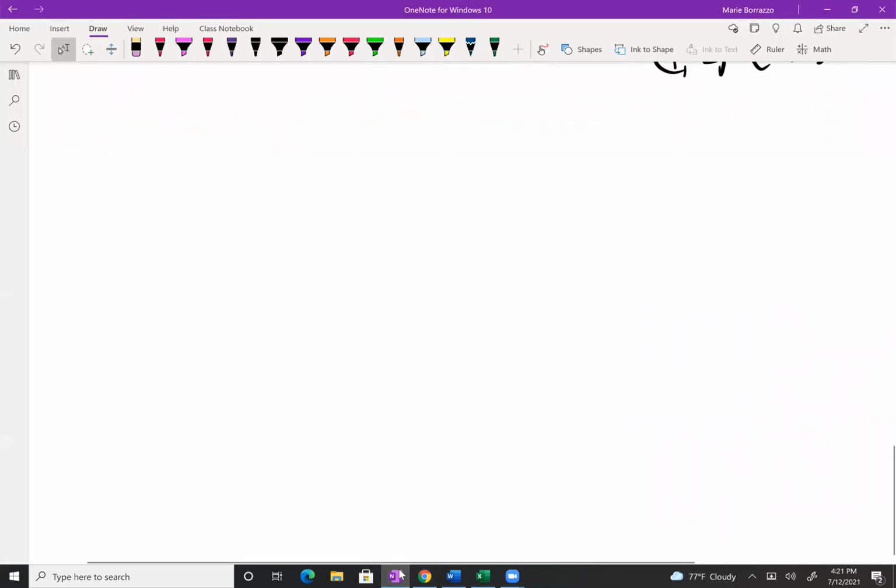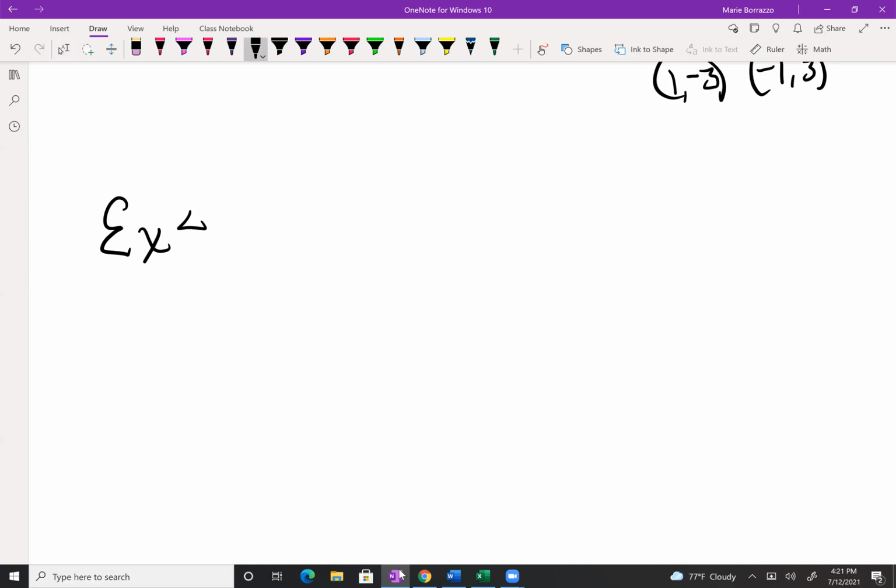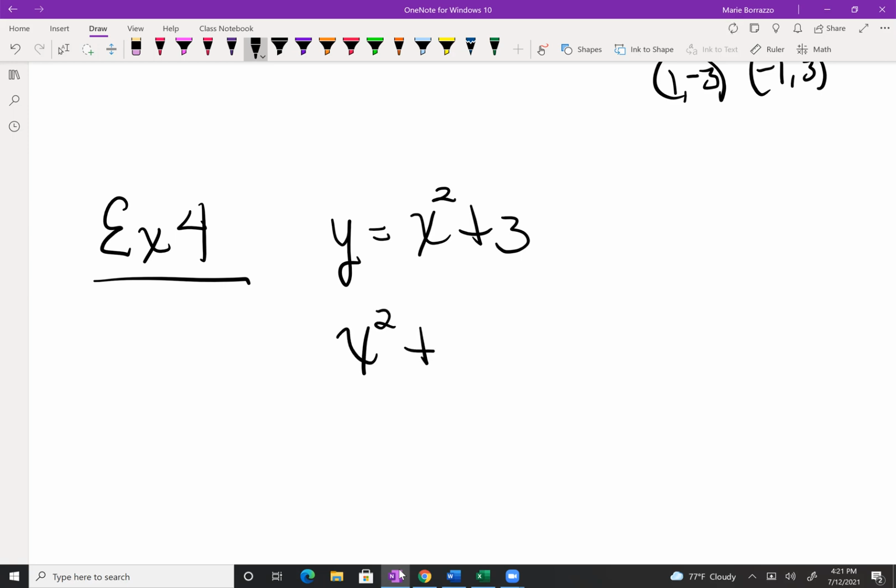All right, going to example 4. There's only one more example and it's an application. I'll do it with you as well. So in example 4, we are looking at y equals x squared plus 3. And again, a circle with its center point at the origin. So x squared plus y squared equals 9.